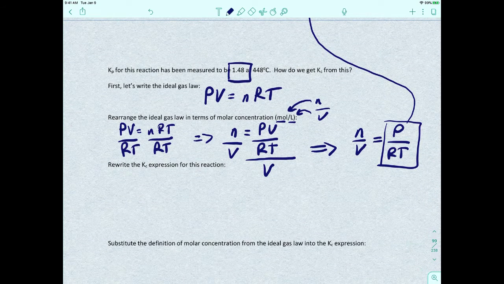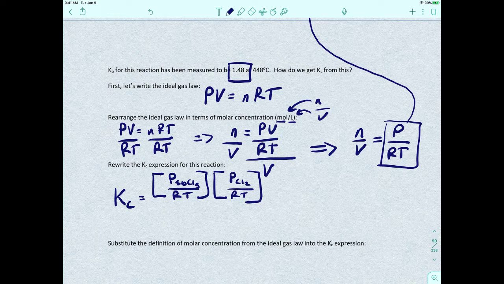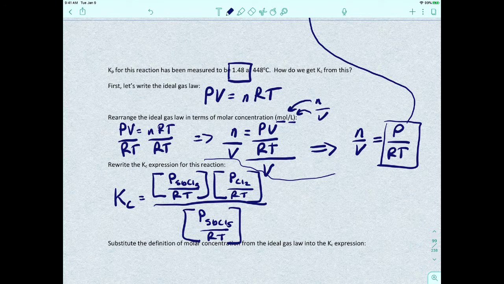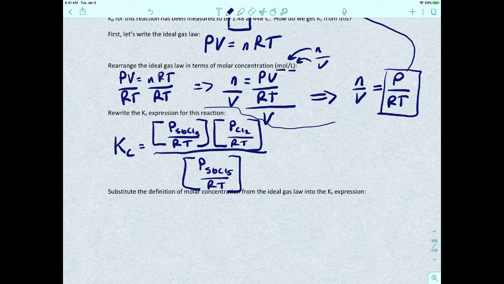So if I was to rewrite everything, here's what it would look like. The Kc expression using the Kp values would be something like this. You're going to have the pressure of SbCl3 divided by RT times the pressure of Cl2 divided by RT, divided by the pressure of SbCl5 divided by RT. Okay, I'm going to make a line so that V is not part of this expression. And so we know that P divided by RT is going to give us molarity, and so we're good.